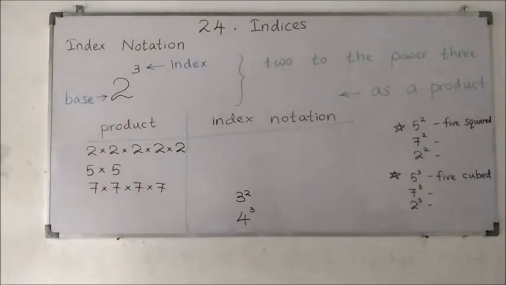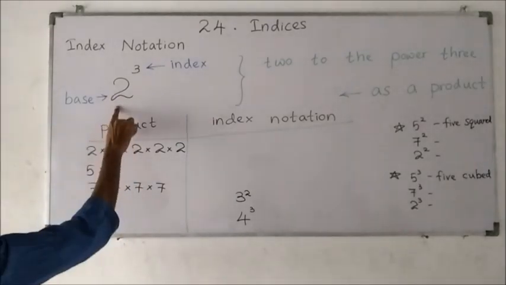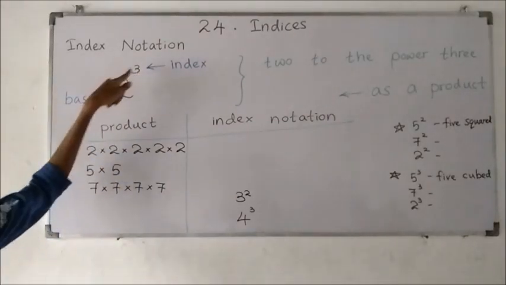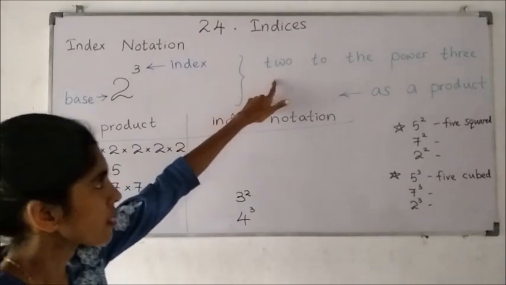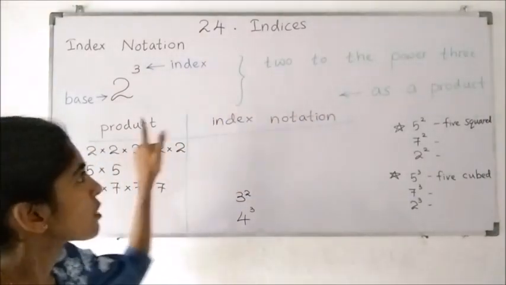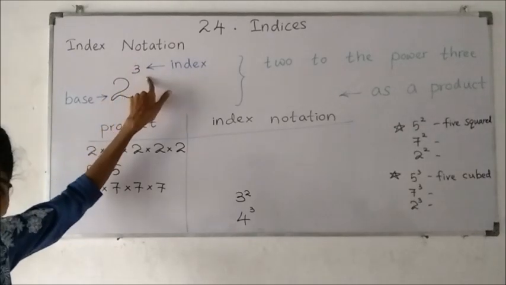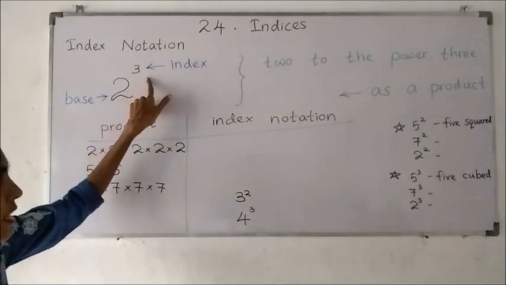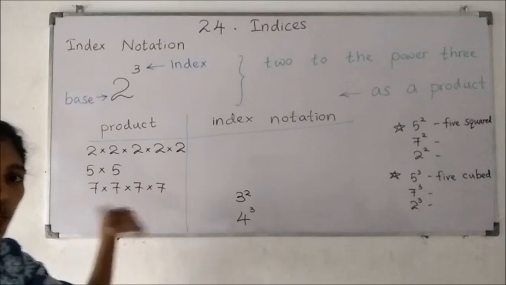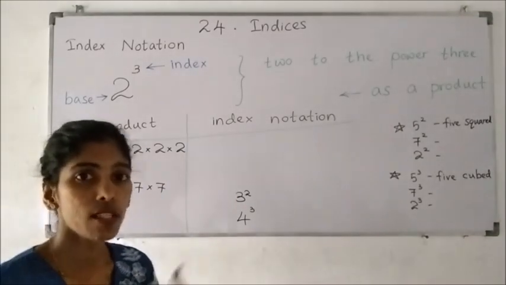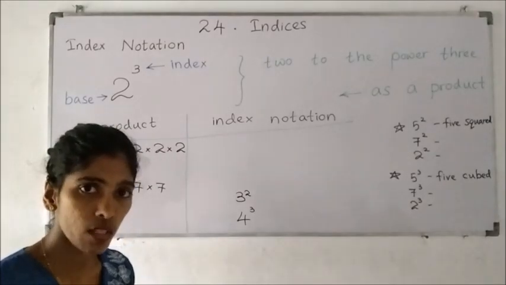How do we read this? We read this as 2 to the power 3, or 2 to the power of 3. Firstly you read the down number, thereafter the top number. Next, as I told you, a product can be written in concise form, and that concise form is called the index notation.